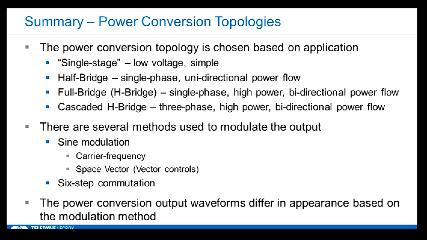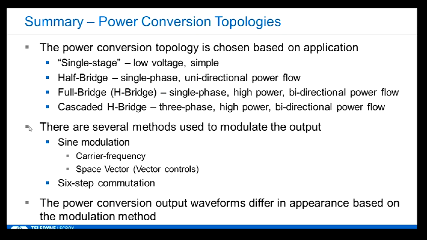All right, so a quick summary. There's a lot of different topologies for power conversion. It's really chosen based on the application. We talked about all four of these basic ones. This is the vast majority of the ones we'd see. And you'd really start getting into more power semiconductors in applications where you needed higher power or three phase, or you wanted to have bidirectional power flow. That's really where that comes into play.